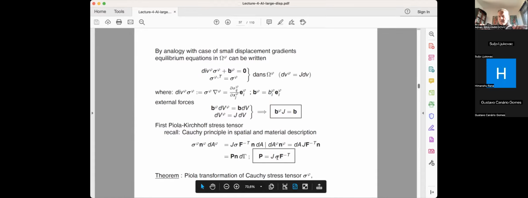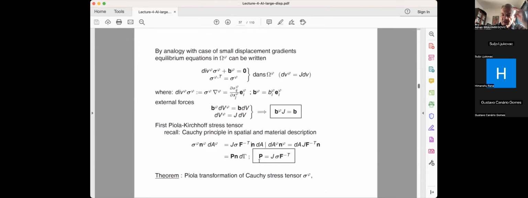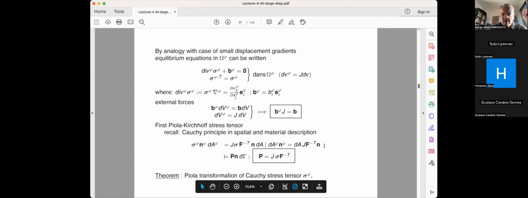That is nothing but the transformation of your true Cauchy stress to the initial configuration, because you're multiplying the unit vector of the exterior normal in the initial configuration. And you define P as the first Piola-Kirchhoff stress. So it turns out that the Cauchy principle is not the only place where you can get this transformation. The other one is the equilibrium equation, where you can replace the divergence of sigma.